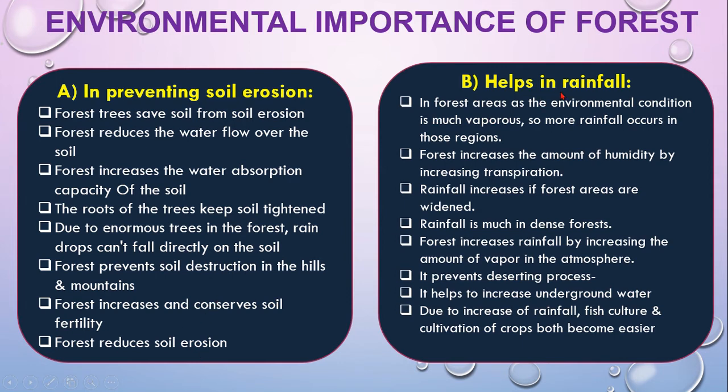Next is helps in rainfall. Now, areas of forest environment are very humid, as more rainfall occurs in those regions, humidity increases in transpiration, then forest areas widen, increase in forest area, then dense rainfall is much in dense areas. Even forest increased rainfall will increase the amount of vapor in the atmosphere, prevents desert process, and even increases the underground water as well.